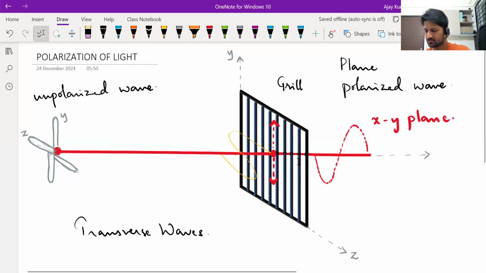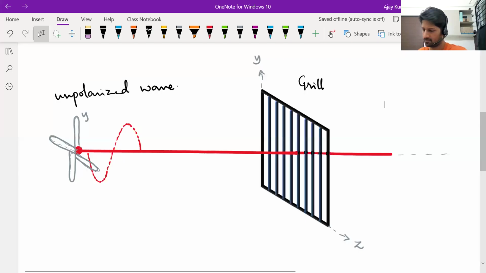Now let us discuss polarization of light. Or fine, we can go into further detail with this itself. Let me just copy this diagram.